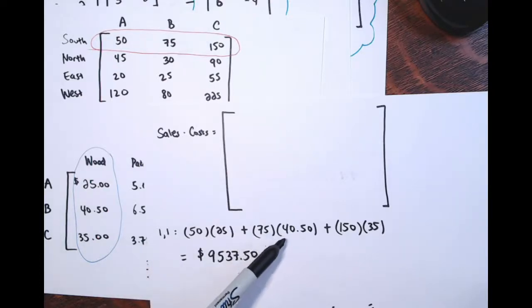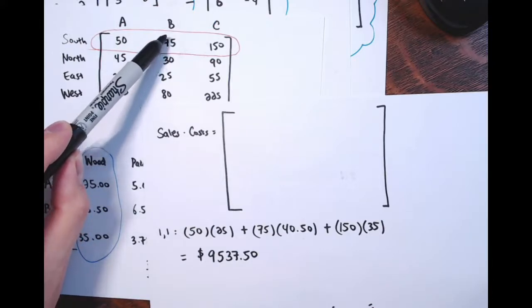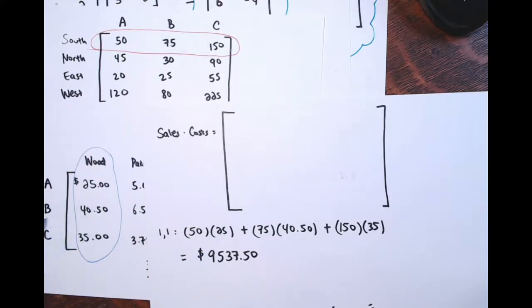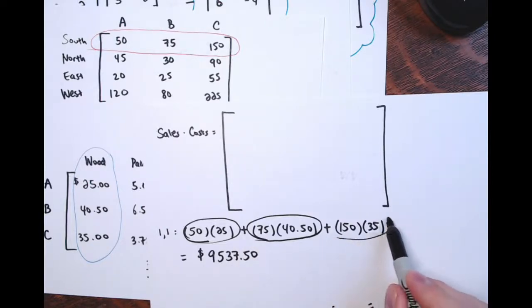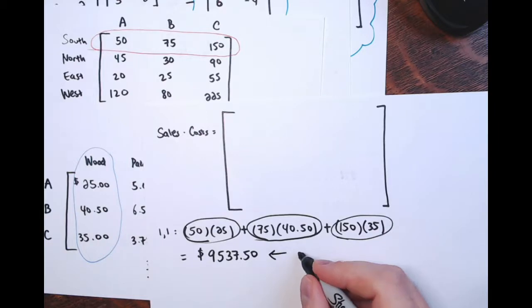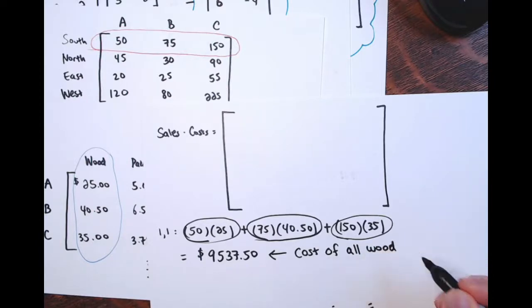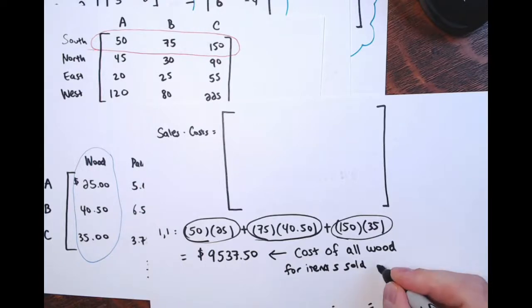And then the 75 times 40.50, that's the 75 items of product B that Team South sold, multiplied by the cost of wood for each unit of product B. So this is the cost of all the wood that Team South sold for product A. This is the cost of all the wood for product B. And then this would be the cost of all the wood for product C. So this is the cost of all the wood used for the items sold, the A, B, and C, by Team South.